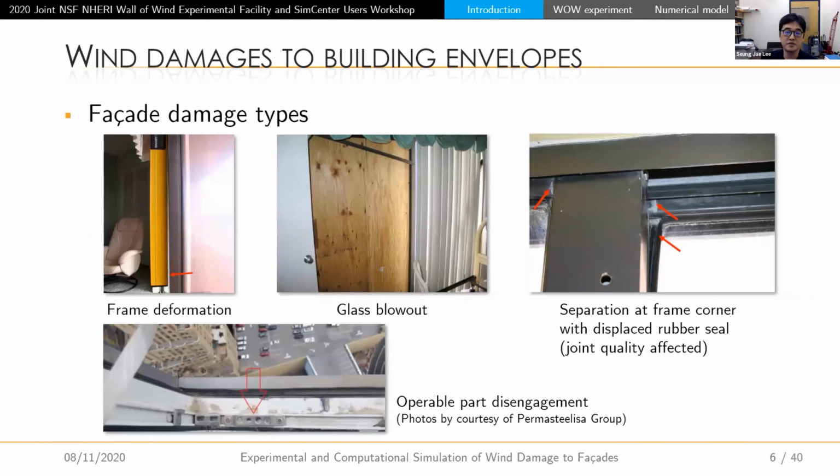There are several different types of facade damage we can observe during and after extreme wind events, including frame deformation, glass cracking, blowout, things like that. The upper part of an openable window is connected to the main frame using metal hardware, so wind-induced vibration may cause this type of disengagement. Also, wind-induced vibration can affect the joint quality and the amount of water intrusion into the building interior.